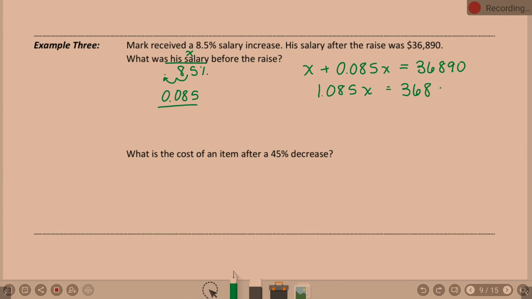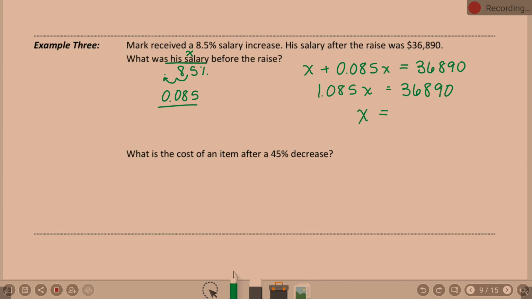Now, some people would call me silly for going through that first step, but I needed you to see that first step. Some people would say, I'm just going to jump right here: an 8.5% salary increase means you're now earning 108.5% of what you were earning. So could you just jump to this equation right here? You could. How do I solve? Divide.